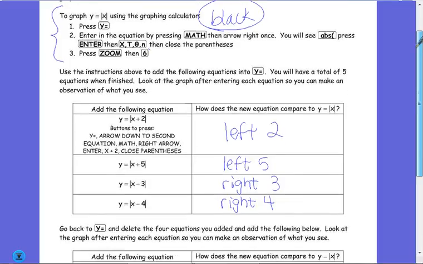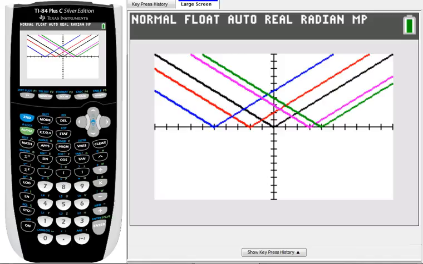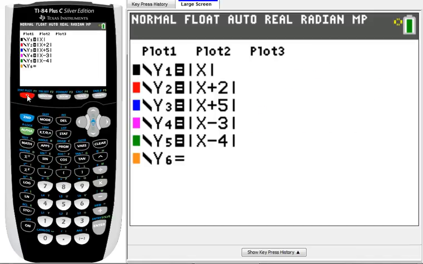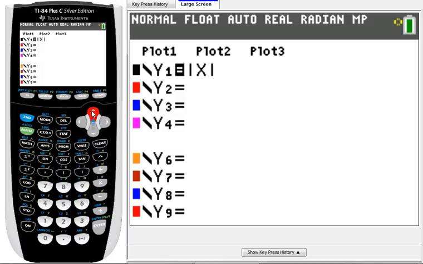So I'm going to scroll down to the bottom half of the page. As you can see, the instructions say we're going to go back to y equals. We're going to delete the 4 pretty colored ones, but we do want to keep that original black one. And so now we're going to add 4 new equations. So let me go back and get rid of all those other ones. I'm going to go down to each line and simply press clear. Notice I left the original black one there.